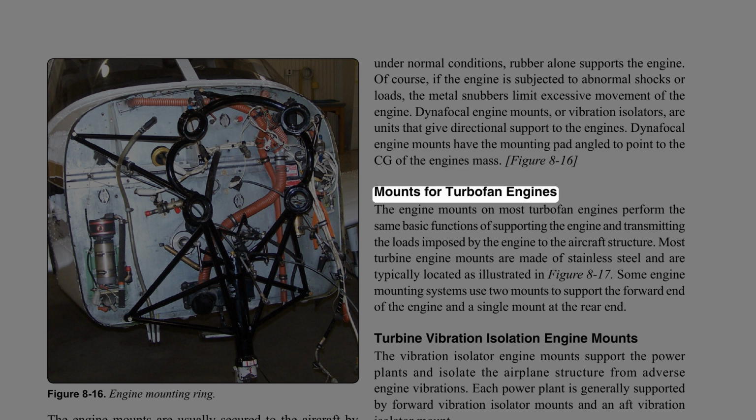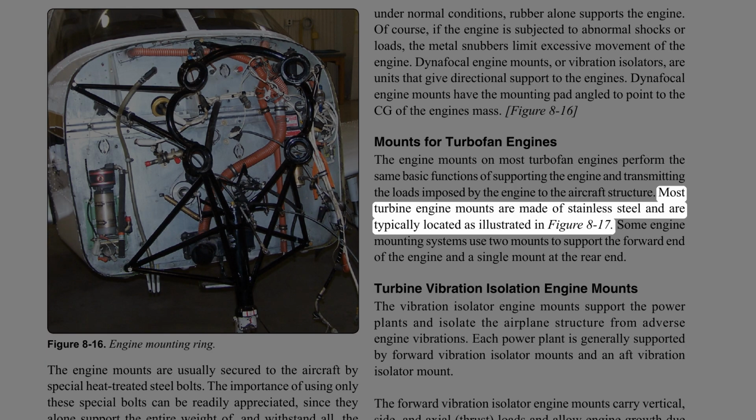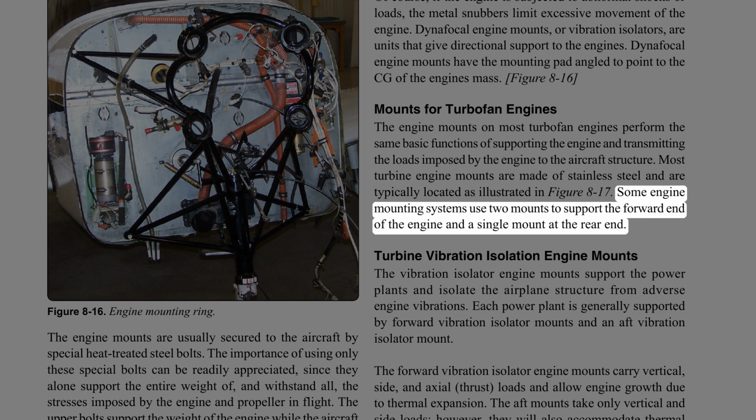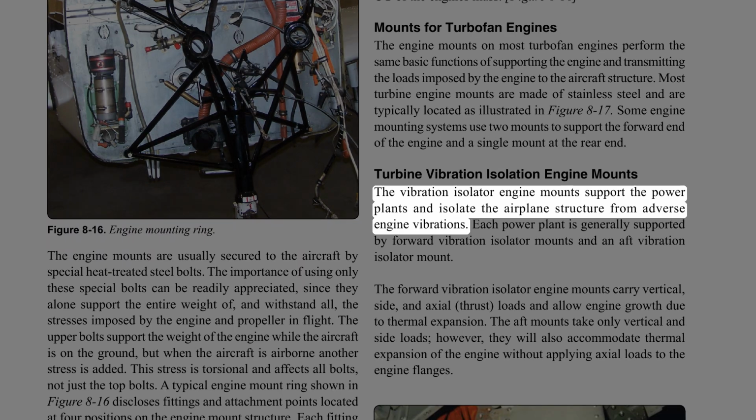Mounts for turbofan engines. The engine mounts on most turbofan engines perform the same basic functions of supporting the engine and transmitting the loads imposed by the engine to the aircraft structure. Most turbine engine mounts are made of stainless steel and are typically located as illustrated in Figure 8-17. Some engine mounting systems use two mounts to support the forward end of the engine and a single mount at the rear end. Turbine vibration isolation engine mounts. The vibration isolator engine mounts support the power plants and isolate the airplane structure from adverse engine vibrations.